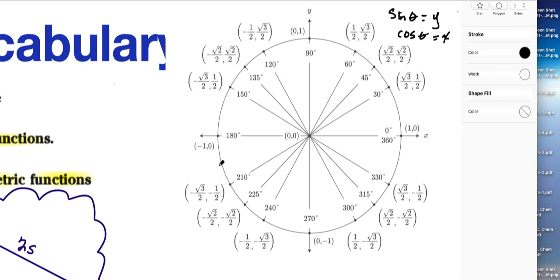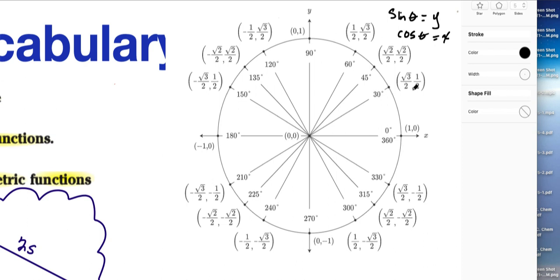And look what happens when we get down here. Both the x and y terms are negative. And then over here, the y term is negative, but the x term is positive. So this gives us some clue as to the sign of the sine and cosine values of each angle, and it gets deep.